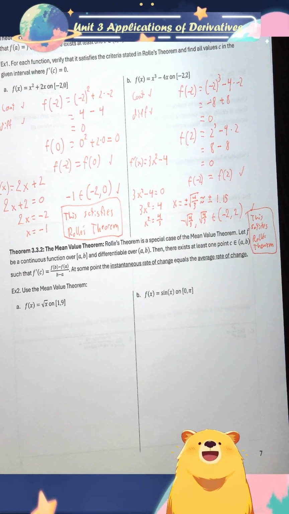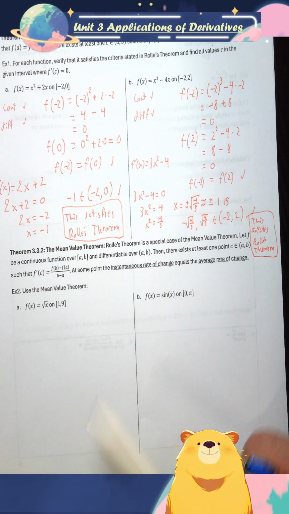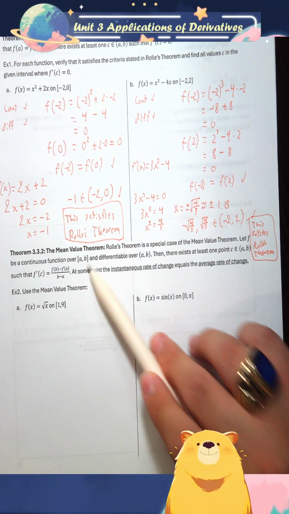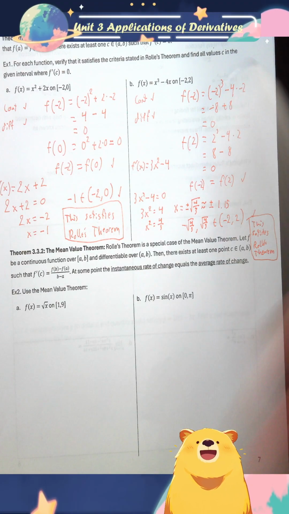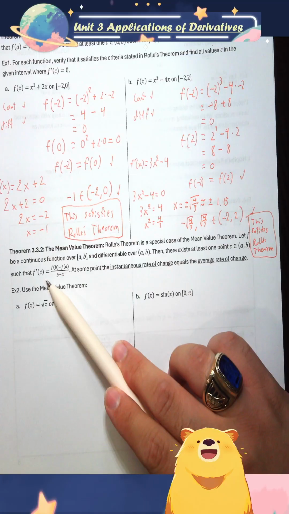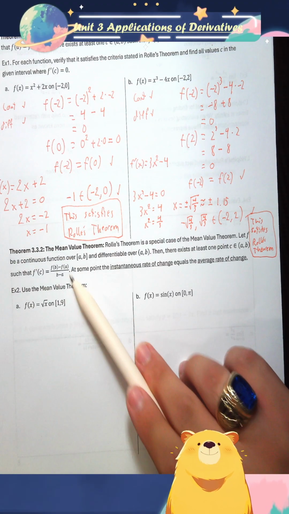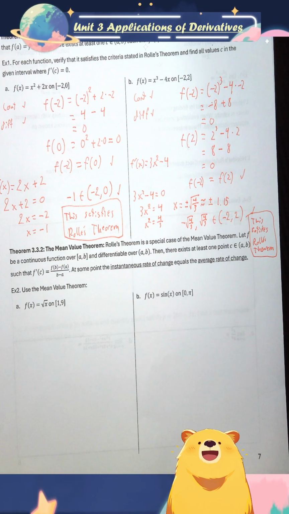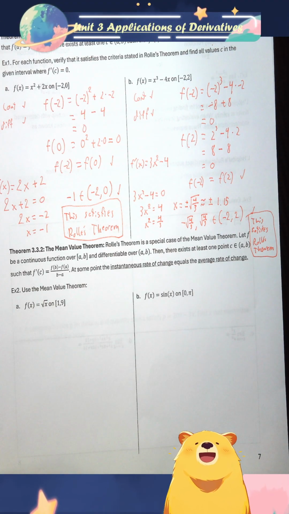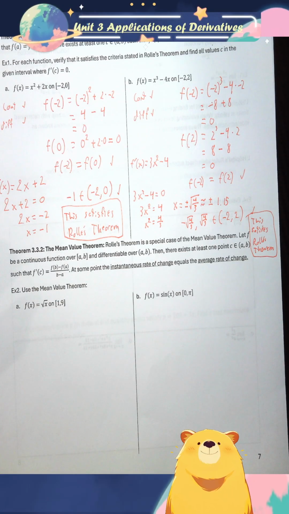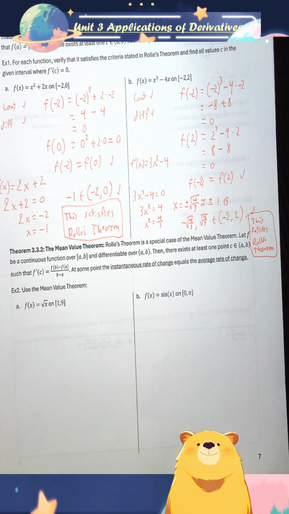Okay. Next, we have the mean value theorem. Rolle's theorem is a special case of the mean value theorem. Let f be continuous over the interval a to b and differentiable over a to b. Then there exists at least one point c such that f prime of c is equal to this rate of change that we've seen before. At some point, the instantaneous rate of change equals the average rate of change. So if you're drawing between 2 points, the curvature, right? We know that technically speaking, there is at least one point where they straighten out.